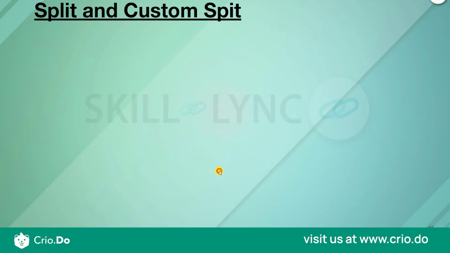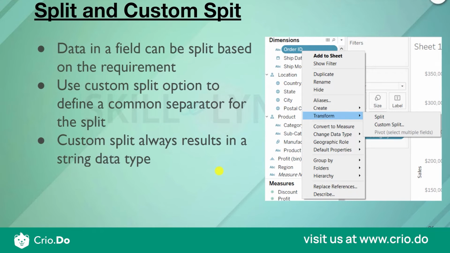The next one we will be discussing is about split and custom split. So what is a split and what is a custom split? Split is, let's say you have alphanumeric values in a column of your data, and you want to split that column into two different columns for your use. You can split that data into two different columns by using this function.